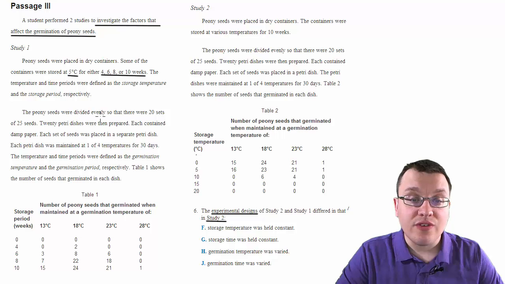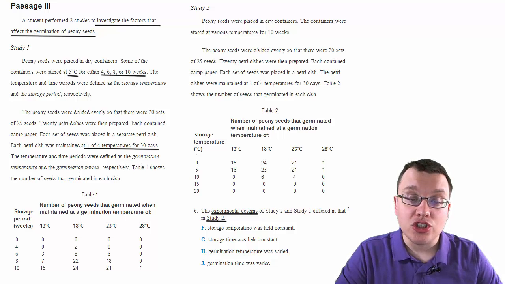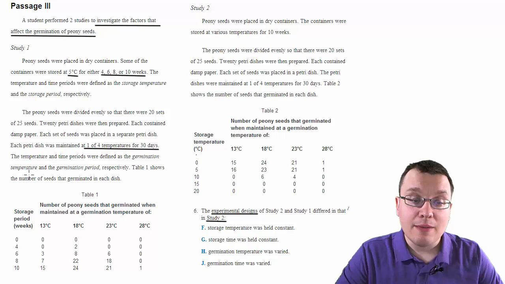The peony seeds were divided evenly so that there were 20 sets of 25 seeds. 20 Petri dishes were then prepared. Each contained damp paper. Each set of seeds was placed in a separate Petri dish. Each Petri dish was maintained at one of 4 temperatures for 30 days. The temperature and time periods were defined as the germination temperature and the germination period, respectively. Table 1 shows the number of seeds that germinated in each dish.